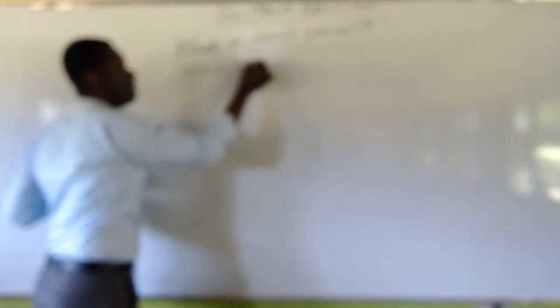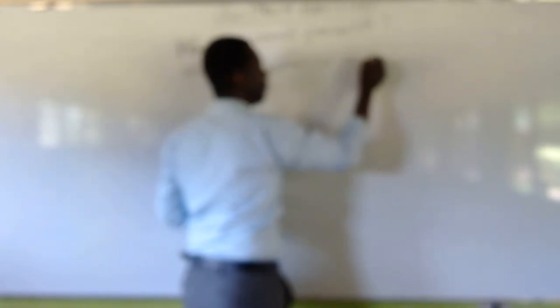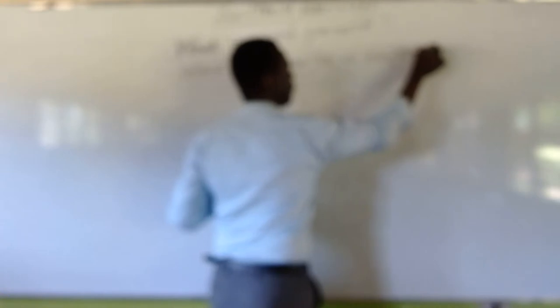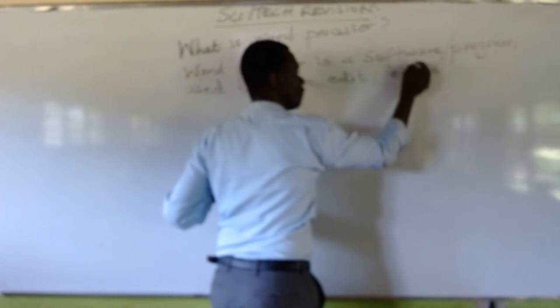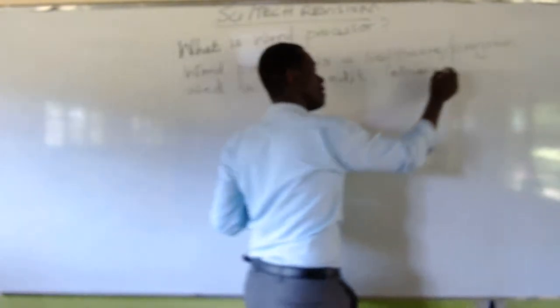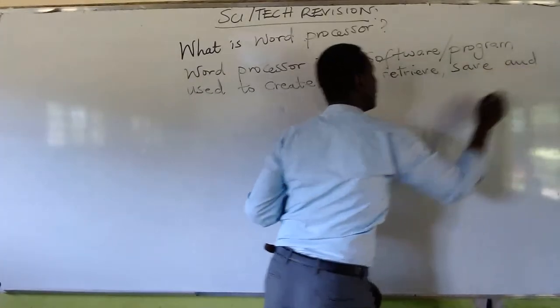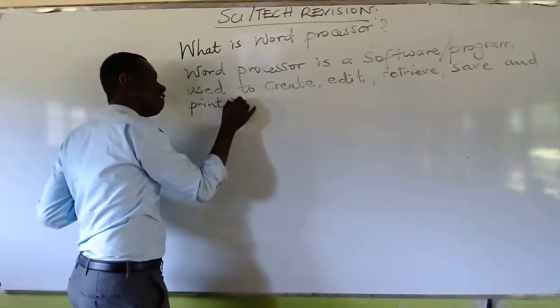What are software? Word processor is a software. When you talk about software, we also talk about program. A software or program used to create, that is number one. Edit, that is number two. Retrieve. Save, that is number three. Save. And print the document.